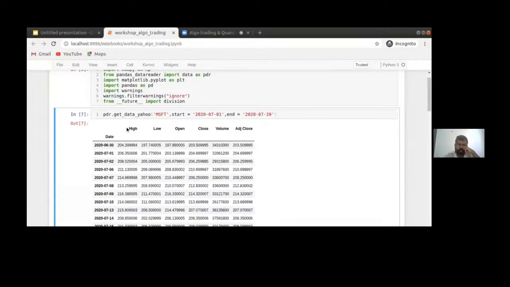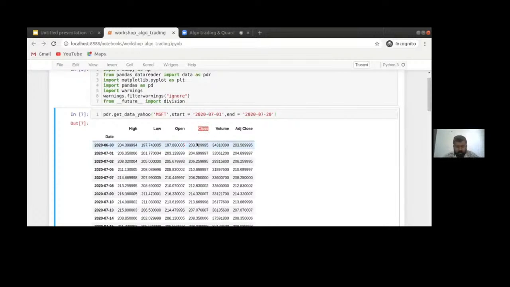And we can see six columns against each date. The columns are high, low, open, close, volume, and adjusted close. High is basically the highest price at which the stock was trading on that date. Low is the lowest price. Open is the price at the start of the day. Usually the Indian market starts at 9:15, so this is the price of the instrument at the start of the day.